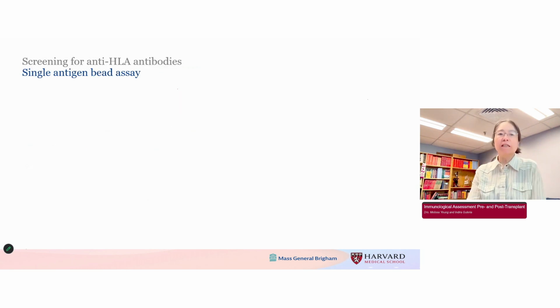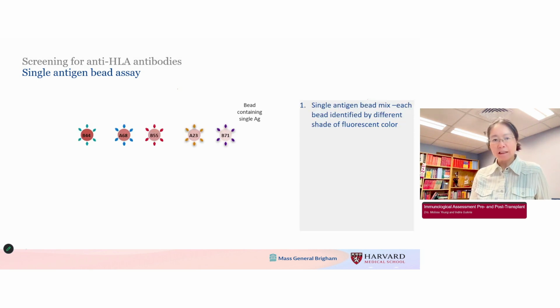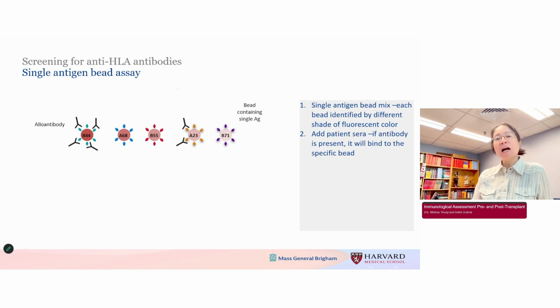What about the most sensitive assay, the single antigen bead-based assays? In this case, as I mentioned, instead of using donor cells, you're actually using beads. It's a multiplexed assay that contains multiple different colored beads, so you can tell each of the types of beads apart because they're different colorimetrically. To each of these beads is coupled a different HLA molecule. So if you have alloantibody in the patient's serum, when you add it on, it'll just bind to the particular bead.